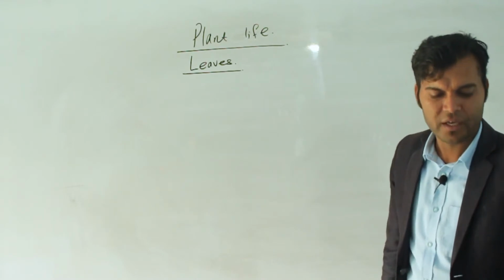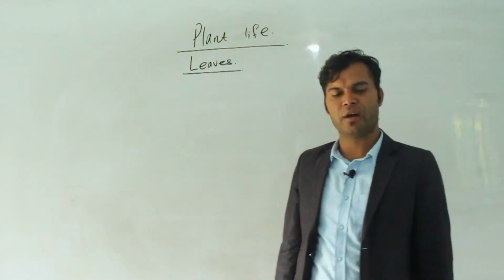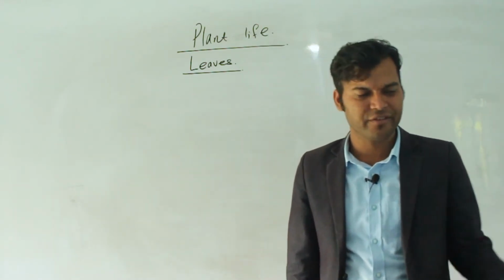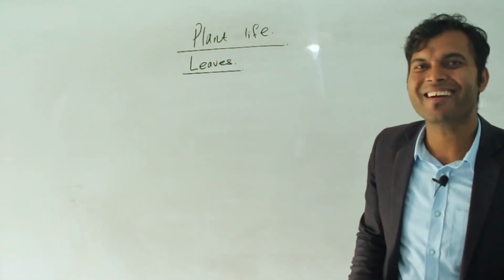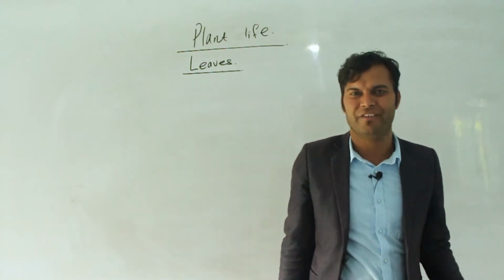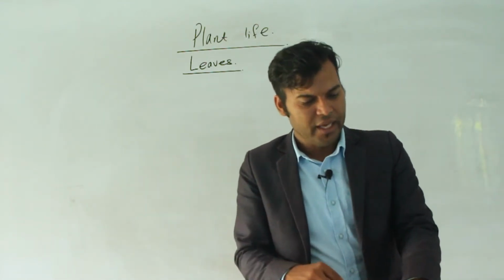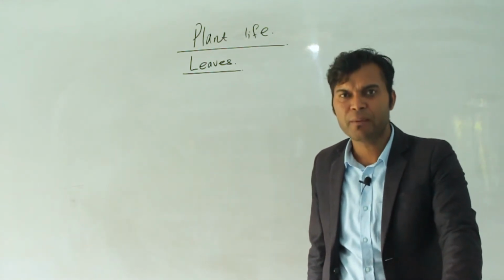Okay, students. A leaf is a flat green part of a plant growing from a stem or a branch. A leaf is flat and growing, green or another color, a part of a plant. A leaf has mainly three parts.